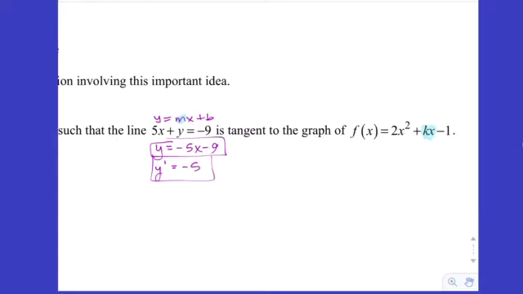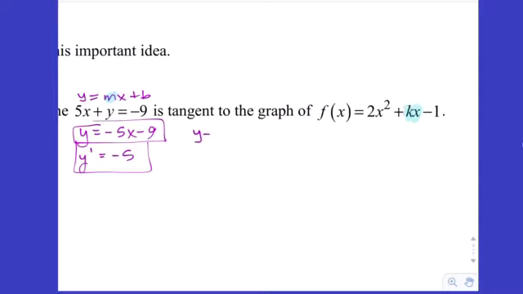So at every point of tangency, a graph and its tangent line share a y value. So here's what I could do. I could set the y values equal to each other. So that means that negative 5x minus 9, which is the y value of the tangent line, is equal to, this one's already solved for y, right? That's what f of x is. That equals 2x squared plus kx minus 1. So I set the functions equal to each other.